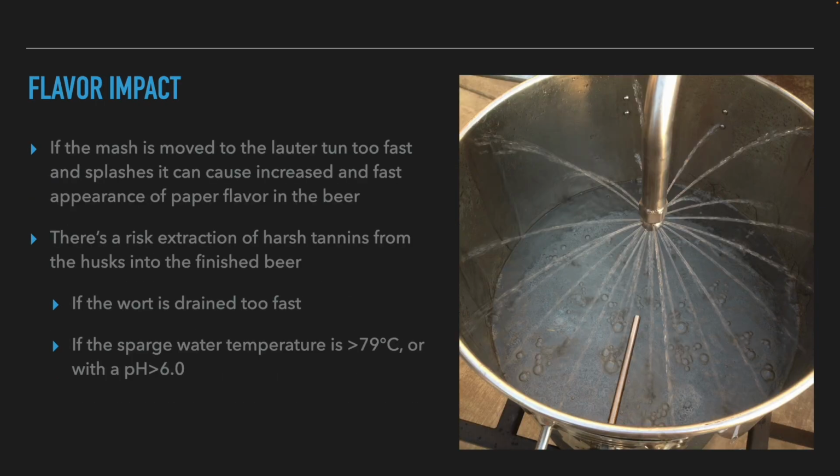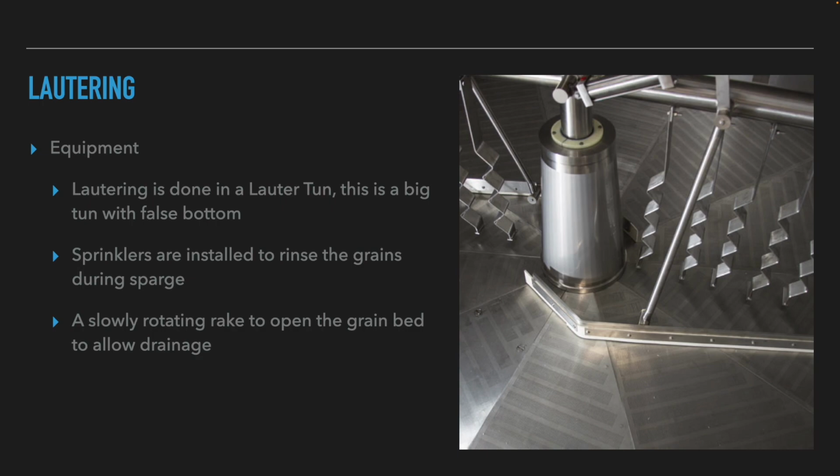The possible flavor impacts of the lautering process are: if the mash is moved to the lauter tun too fast and splashes, it can cause increased and fast appearance of papery oxidized flavors in the beer. There is also a risk of extraction of harsh tannins from the husks into the finished beer if the wort is drained too fast or if the sparge water temperature is above 79 degrees Celsius or with a pH above 6.0. The equipment needed for lautering is a lauter tun.